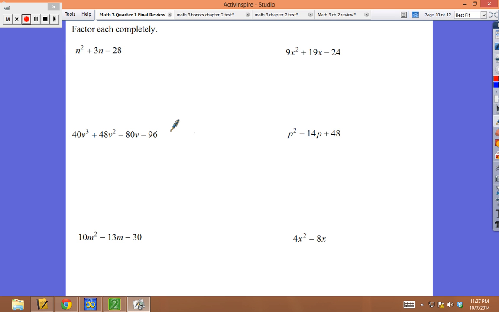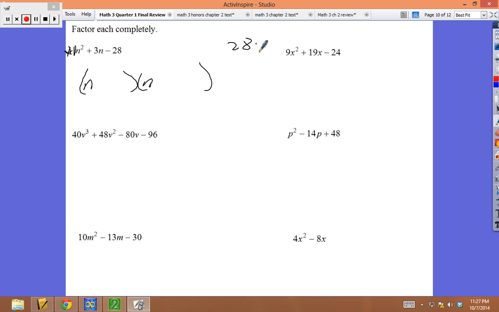Factoring. Okay, the easy ones are going to be this guy. Let's do the easy ones first. If it ever starts with a 1, that's not too bad. So what you're looking for is going to be an n and an n. It's got to multiply and give you negative 28, but it's got to add and give you 3.